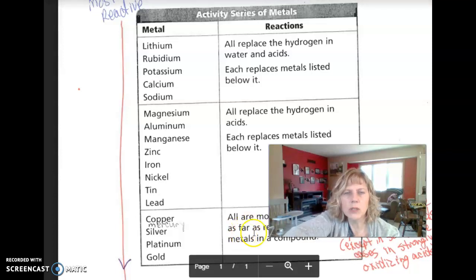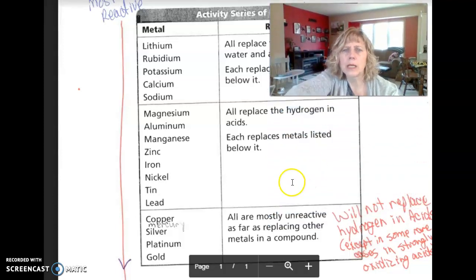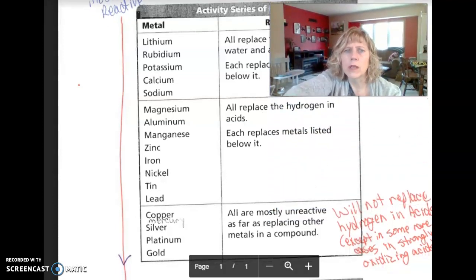And down here, these are mostly non-reactive. Sorry, I don't know how to make my face go away here. That's bad. You don't need to see that right now.